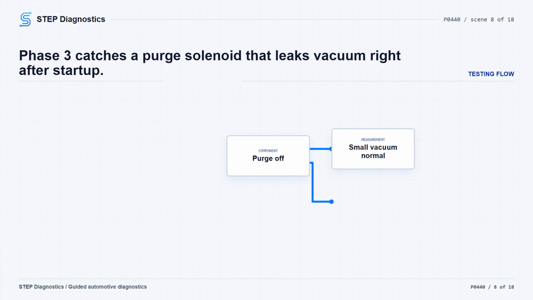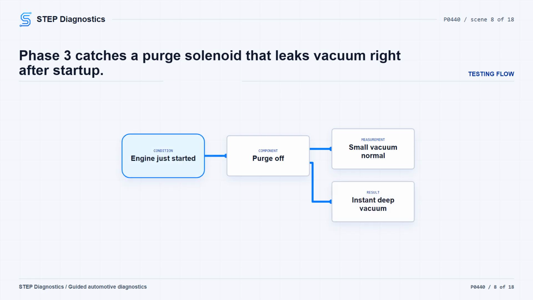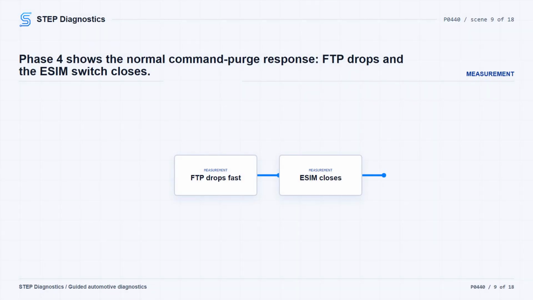Phase 3 checks for a purge solenoid leak. Start the engine, and while the purge solenoid is off, document the ESIM switch state and FTP sensor reading within 5-10 seconds after startup. A small amount of vacuum is normal from fuel being pulled from the tank, typically between approximately -25 and -50 Pa. If vacuum appears instantly after startup near or below the ESIM regulation point of -500 Pa, the purge solenoid is leaking.